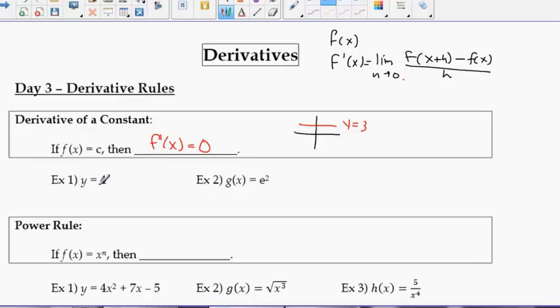So let's say y equals 4. Well, if y equals 4, then dy dx, just another notation for derivatives, is 0. 4 is a constant, 0. g of x equals e squared. Well, e is a letter, but no, it really stands for a number. It's 2.718, and so on and so on. So if g of x equals e squared, g prime of x is also equal to 0.